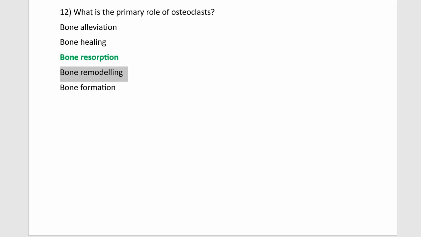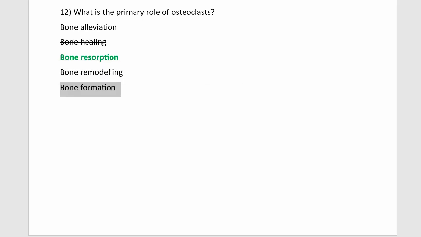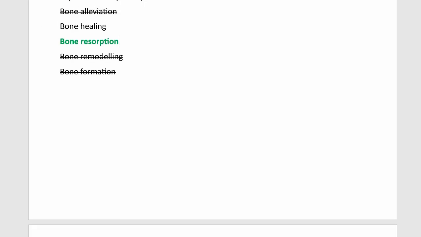So it's more of a terminology question here. We wouldn't really use the term bone healing. I guess it kind of describes in layman's terms the process of remodeling, but that's just not a term we use. Bone formation, so this is osteoblasts rather than osteoclasts. If it was asking what the primary role of osteoblasts is, yeah, fantastic, bone formation. And then bone alleviation, again, that's just not a term we use. So bone resorption.